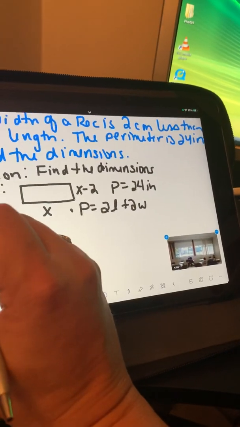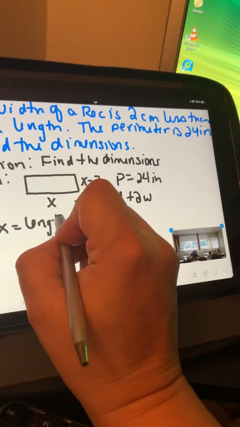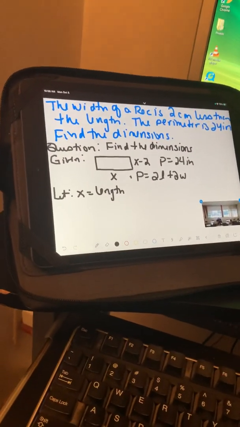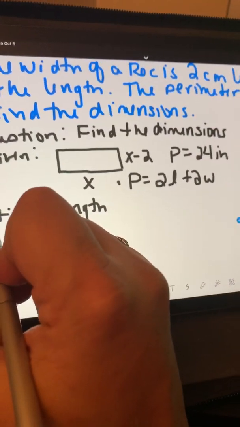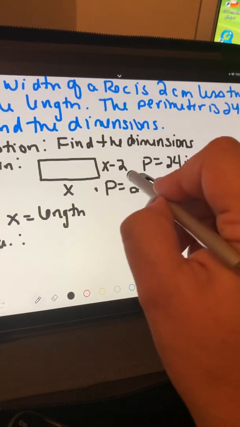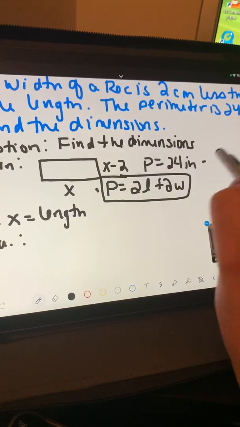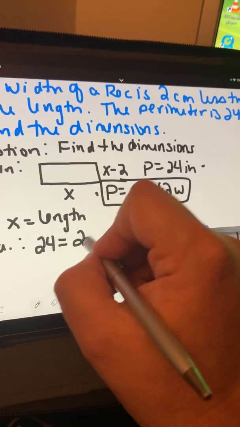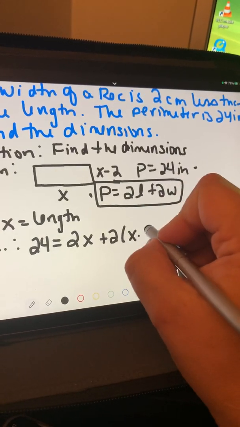Now here comes your let. I assigned x as my length. So that's what I would assign for my variable. I let x equal the length of that rectangle. Okay? So now here comes your equation. We have everything right here. So here's our equation that we're going to be writing. Perimeter, which up here is 24 inches. So I would say 24 equals 2 times my length, which is x, plus 2 times my width, which is x minus 2.